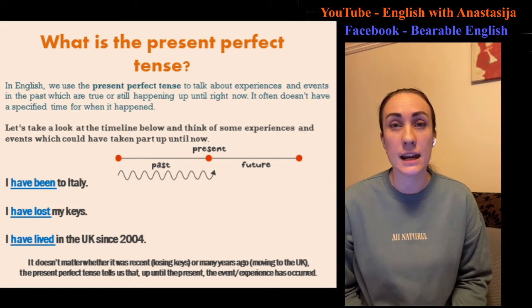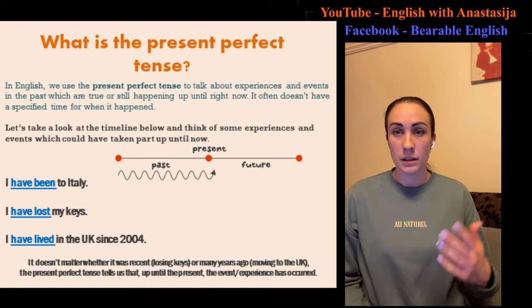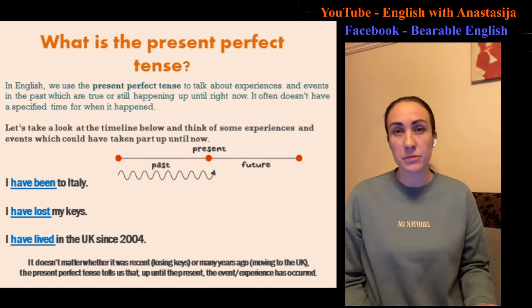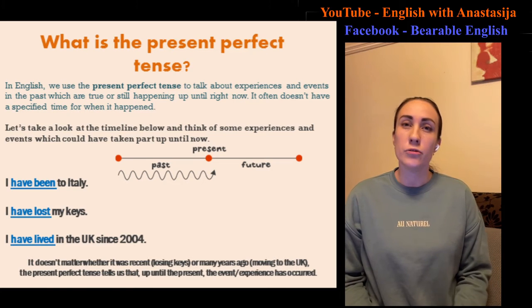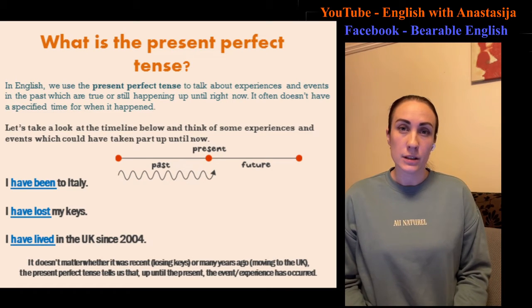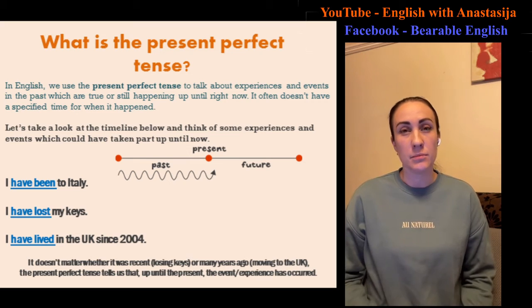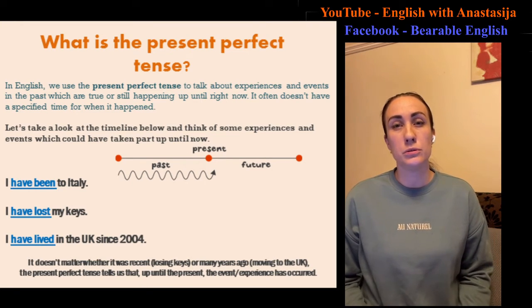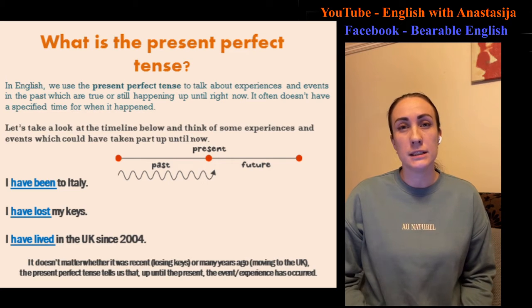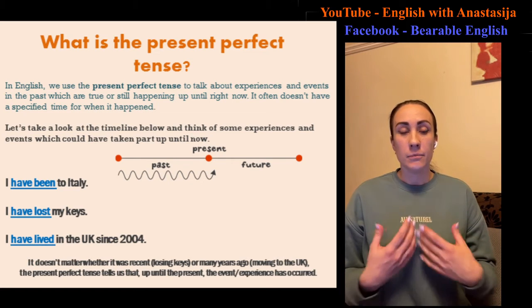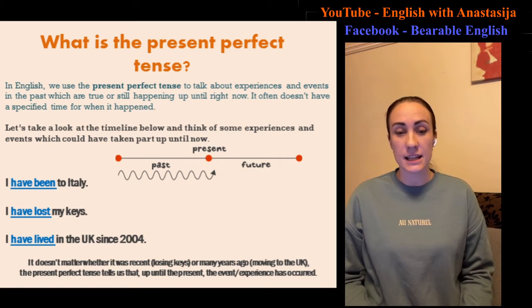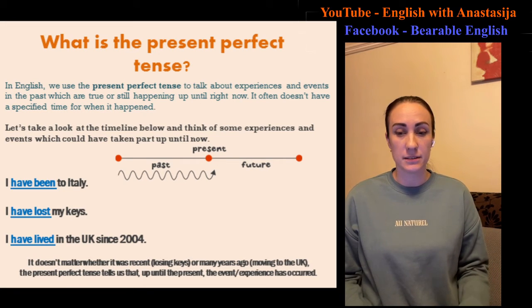Number one, I have been to Italy. With this example, I want to stress the experience, the result of me visiting Italy. So I don't specify the time. I don't say when I went to Italy. All I want to deliver to you is the message that I have been to Italy. I have visited it at some point in the past.